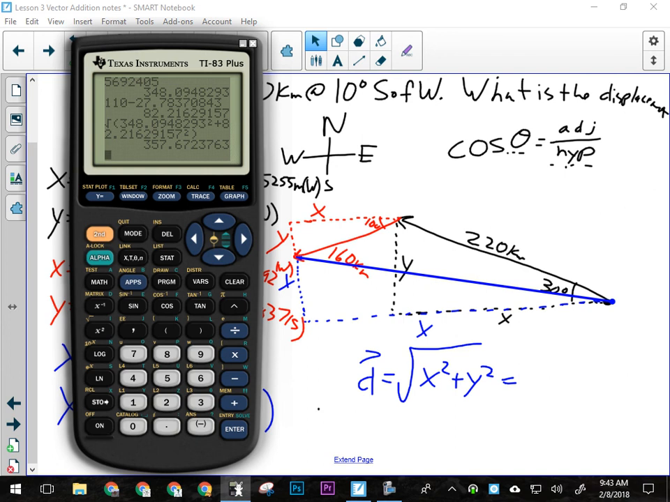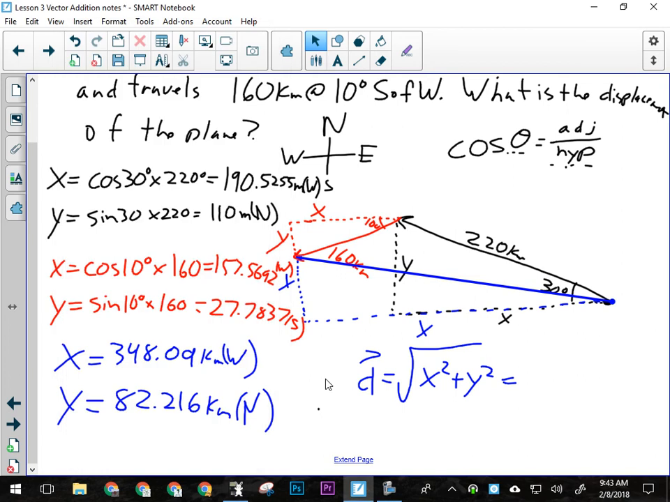All right, so my total displacement in this question is 357.67 kilometers. I'll put in the right number of significant digits when I'm all done, but right now, that's my total displacement. Now I also need to find what direction that is. It's obviously north of west, but I need to figure out how many degrees north of west it is.